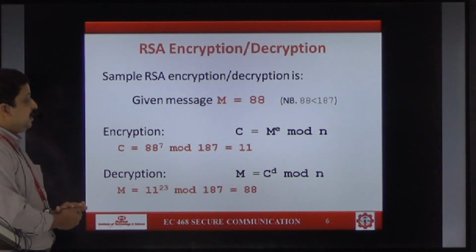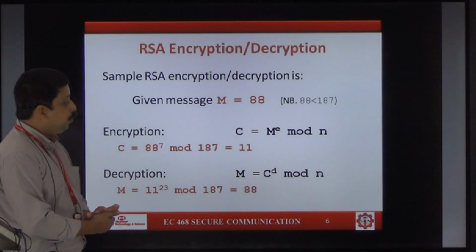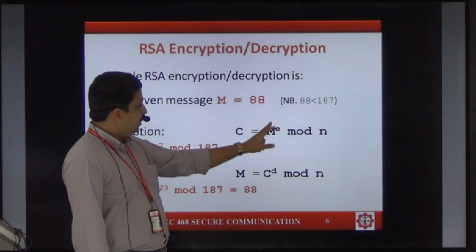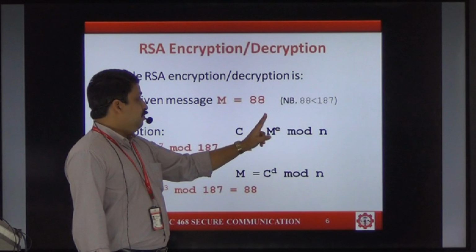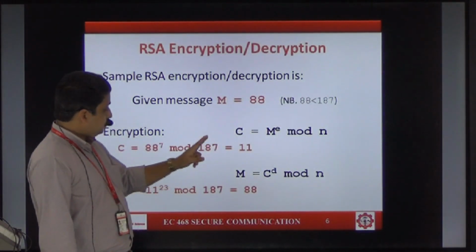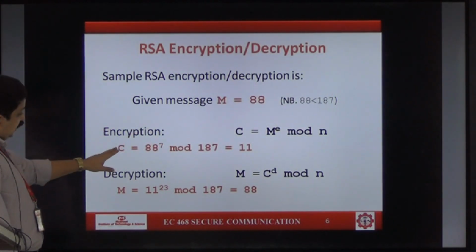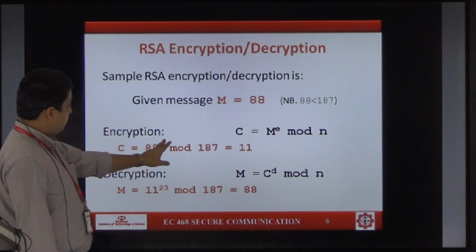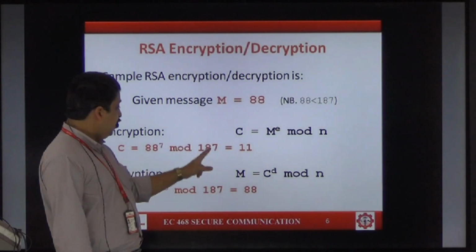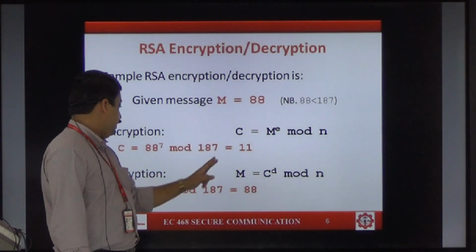Now encryption is C is M to the power E mod N. M is the message and E is the public exponent that we selected. So when you compute C, you will be getting 88 to the power 7 mod 187. You will be getting the value 11.